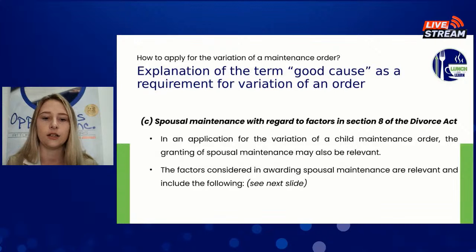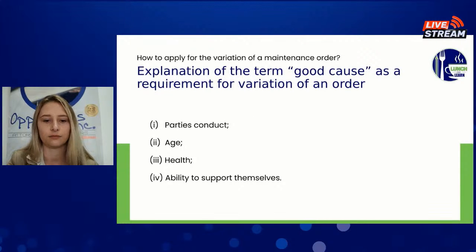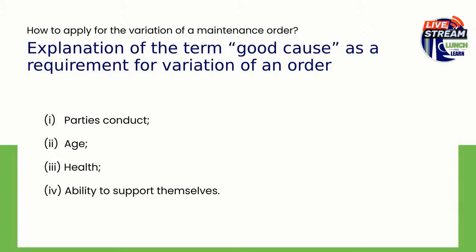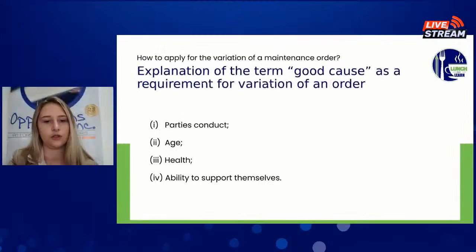Then we have spousal maintenance with regard to factors listed in Section 8 of the Divorce Act. So, in an application for the variation of a child maintenance order, the granting of spousal maintenance may also be relevant. So you will consider the factors that are considered by the court in awarding spousal maintenance when you also consider the variation of child maintenance. What are these factors? The parties' conduct, the age of the parties, their health, and their ability to support themselves. So the court will also consider these factors that it considers in awarding spousal maintenance when it considers whether to grant a variation of a maintenance order.